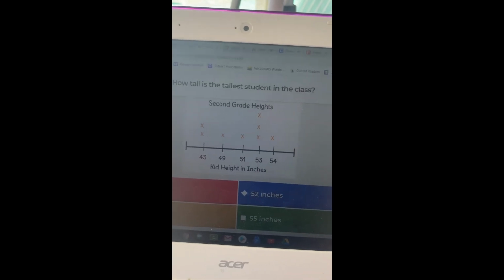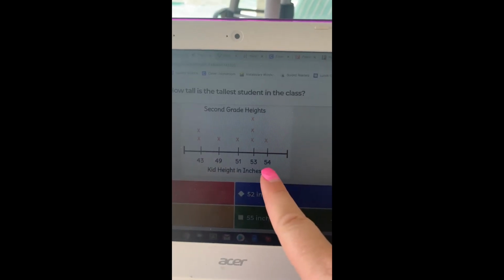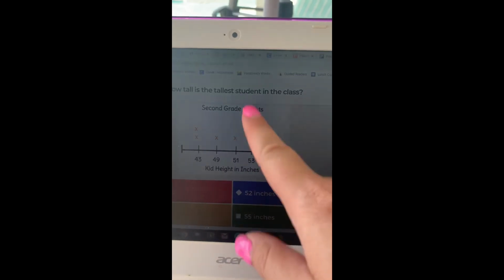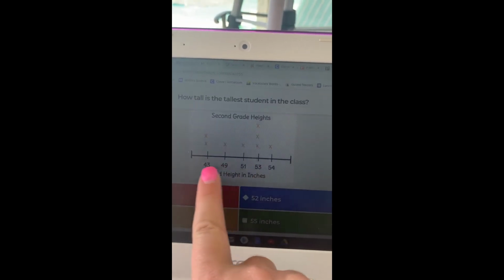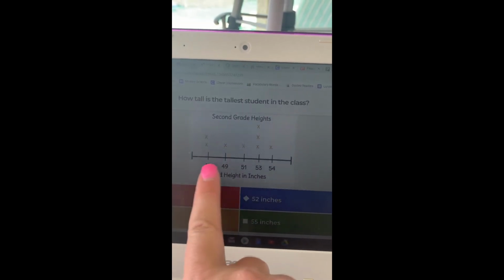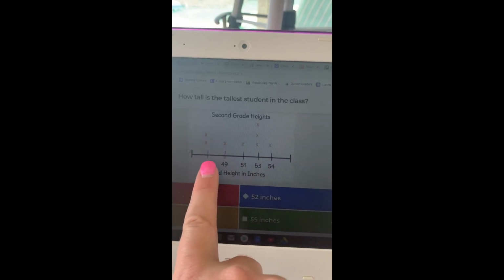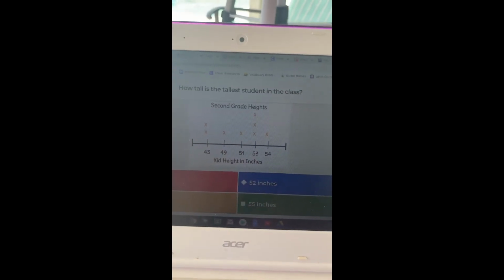How tall is the tallest student in class? So the tallest student is going to be here. It's not asking how many X's are there, it's asking for the height. So it's telling you the kid height in inches. This is the information here that we need to look at. So the tallest kid is 54 inches.